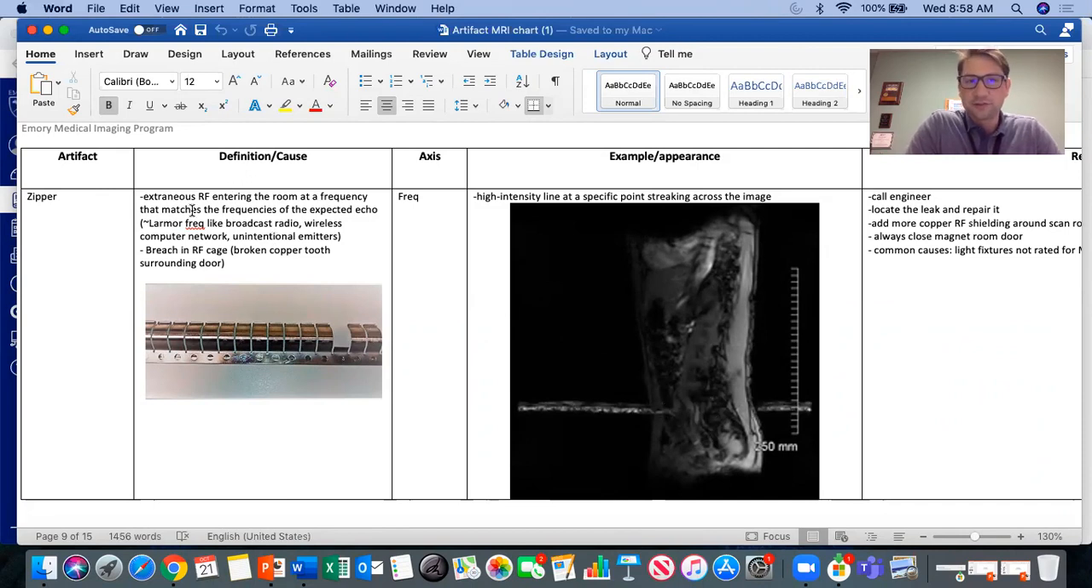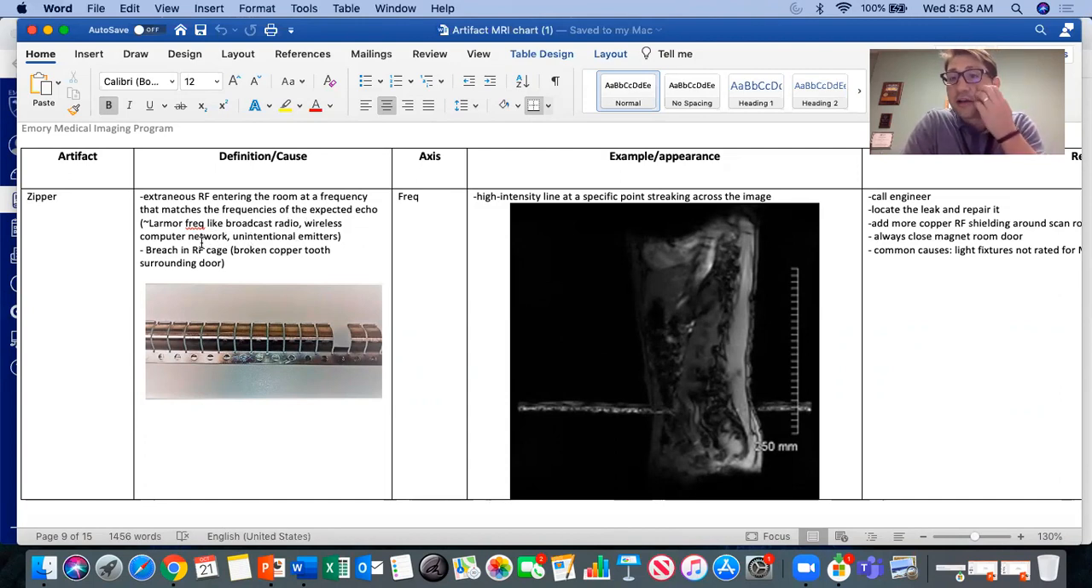And this is caused by extraneous RF entering the room at a frequency that matches the frequency of the expected echo. So remember, we're collecting echoes, and usually we're collecting echoes around the precessional frequency of certain tissues. So there are other RF bandwidths that are potentially going to be precessing at that same frequency. And those are things like a broadcast radio. Imagine if you had a radio station right next door. That can accidentally get into your room. Wireless computer network, so Bluetooth, things like that.